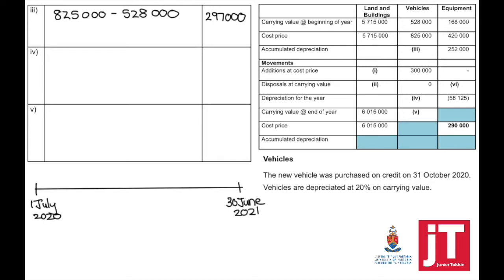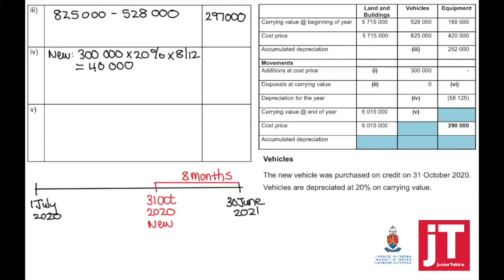So if my accounting period ends 30 June 2021, it starts on the 1st of July 2020. The new vehicle was purchased on 31 October 2020. This means we start counting from the 1st of November until 30 June, and that equals 8 months. So depreciation on the new is 300,000 times 20% times 8 divided by 12. Make sure that you show exactly what is the new, what is the remaining in this format.